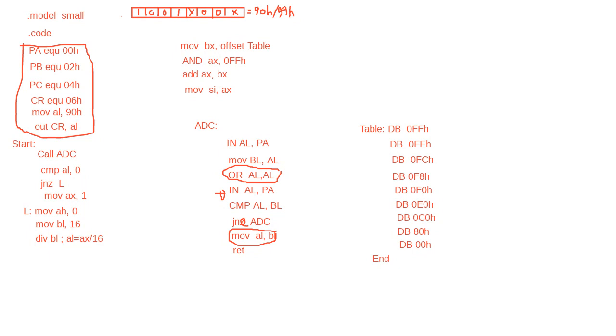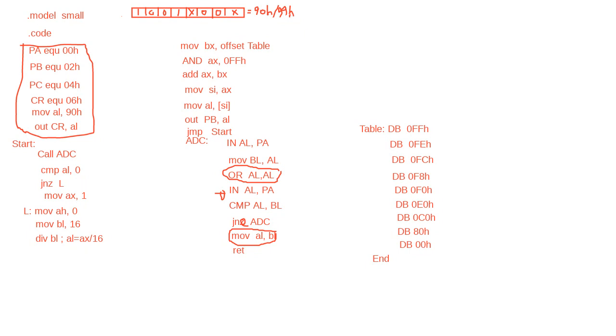Then MOV AL, [BX+SI]. Okay, and then OUT port B, AL, and then HLT. Okay, look at here. So that's all.